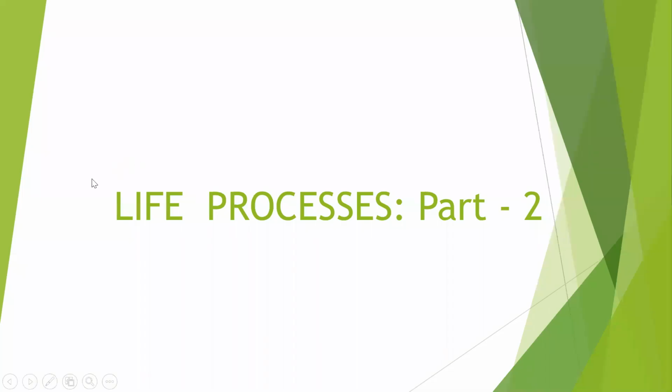CBSE Class 10, Chapter 6, Life Processes, Part 2. Dear children, in this video, we are going to discuss activities. Activity 6.2 from your textbook, an experiment to prove that carbon dioxide is essential for photosynthesis. And one more activity, an experiment to prove that sunlight is necessary for photosynthesis. These two activities we are going to discuss in this video.